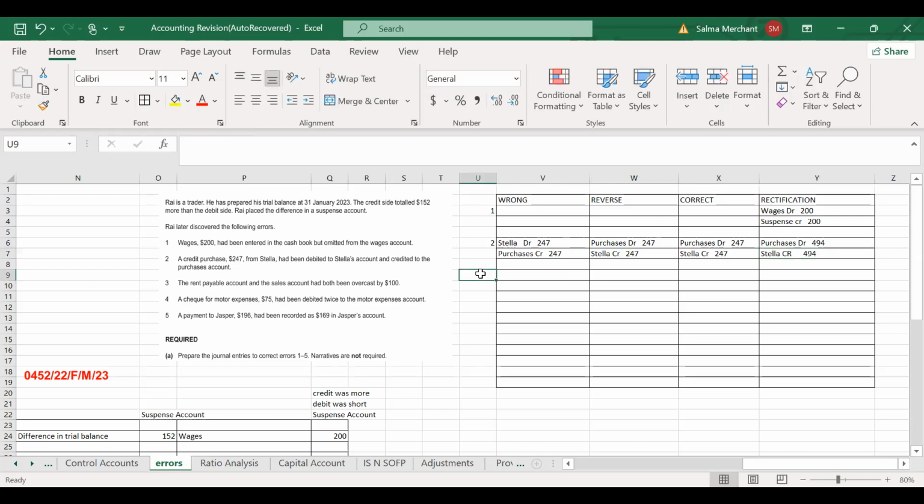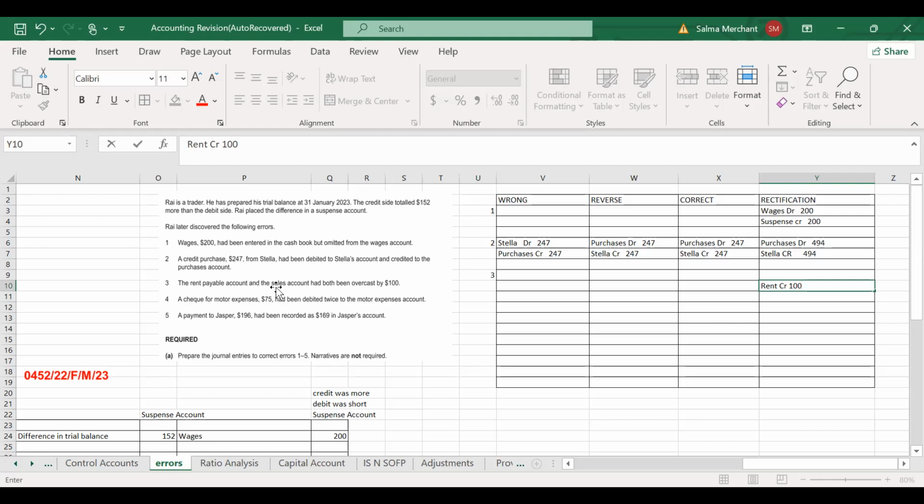Third one. The rent payable account and the sales account had both been overcast by 100. So let's talk about rent. Rent is overcast, so opposite side. What would be the opposite side? Credit. So rent I will write on credit, 100. I will put suspense debit, but let me see the other part.